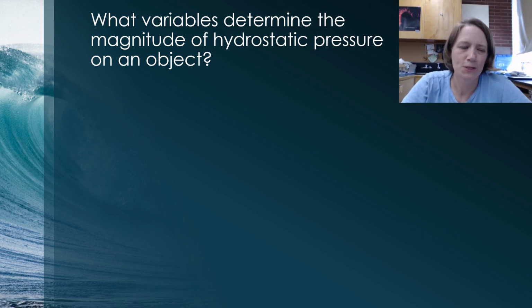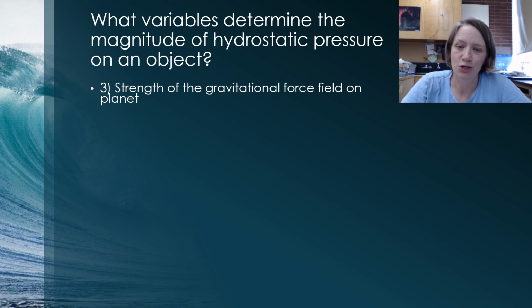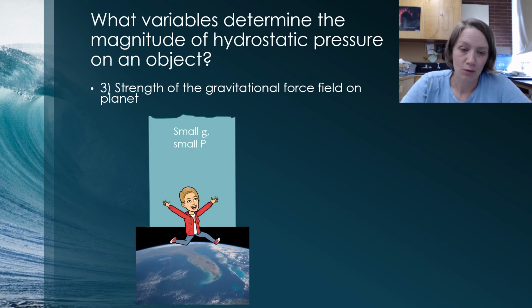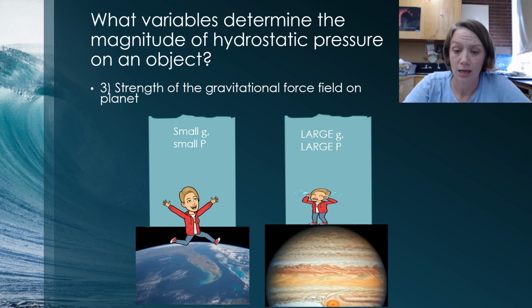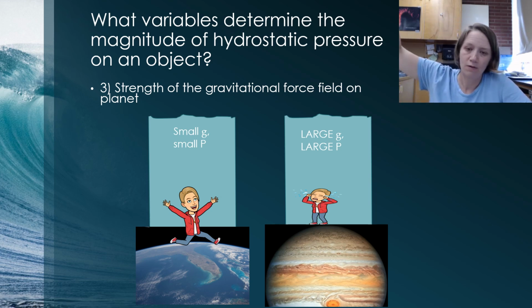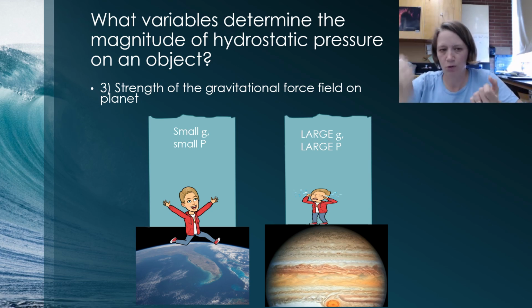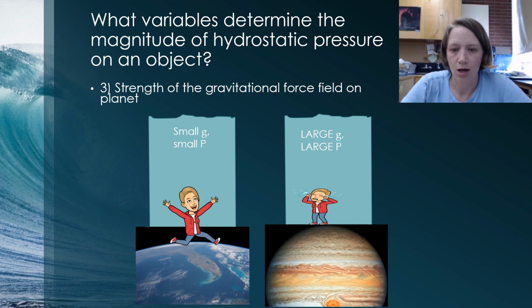And the third variable, which maybe a handful of you came up with, but probably not everybody, is the strength of the gravitational force field on the planet. In other words, if you're on a planet that doesn't have a ton of gravity, like for example Earth, you don't feel as much pressure because the fluid molecules above you aren't being pulled on that hard by the planet. If you went somewhere else, like for example Jupiter, that has a massive amount of gravity, and you had the same amount of the same fluid on top of you, you would feel a lot more pressure because Jupiter would be pulling that fluid down on top of your head a lot harder than Earth does.